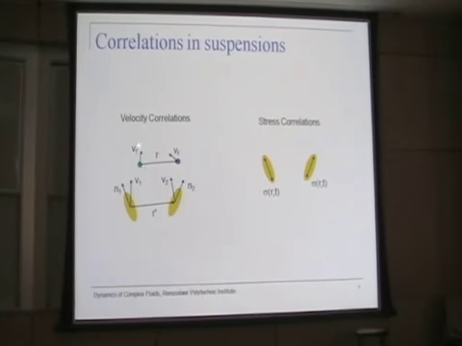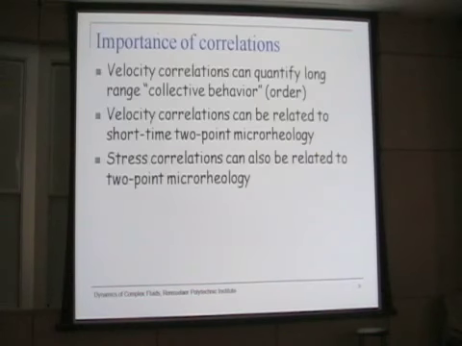At short time, this probe might be going in that direction and that probe in that direction if they're being advected by the fluid. So we're neglecting the Brownian motion of those probes right now. And so at short time, these velocity correlations will tell you something about the 2-point microrheology. Recently, there have been some theories to look at the long time behavior or the spectrum of the 2-point microrheology and how that is related to these stress correlations, which is why, in particular, we are interested in that.